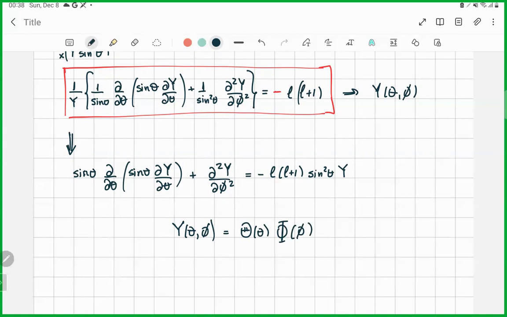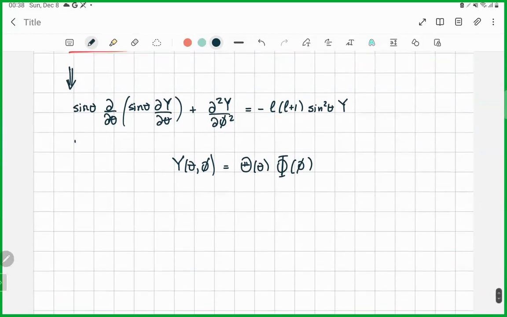Okay, so let's rewrite that equation that we have above, but now instead of putting Y, we are going to put this product. So since I'm a little lazy, I'm going to copy this.